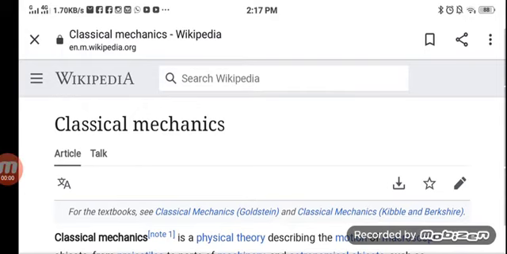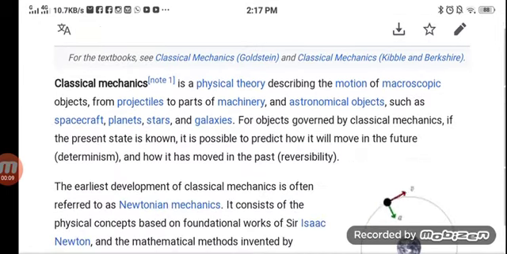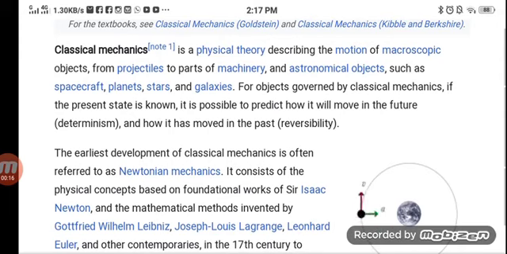We learn about what is classical mechanics. Classical mechanics is a physical theory describing the motion of macroscopic objects, from projectiles to parts of machinery, and astronomical objects such as spacecraft, planets, stars, and galaxies.